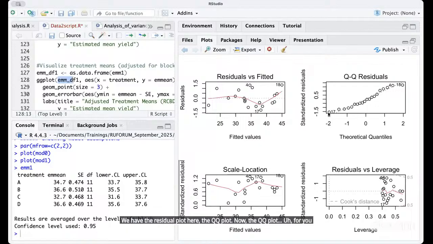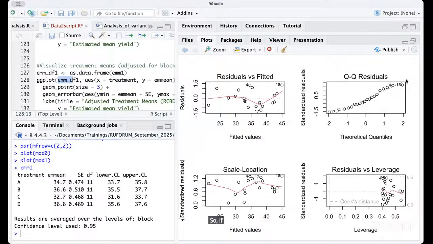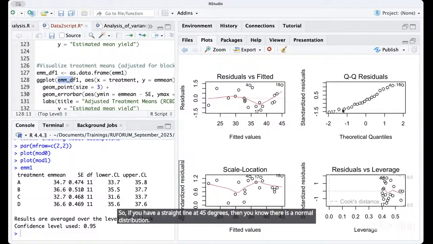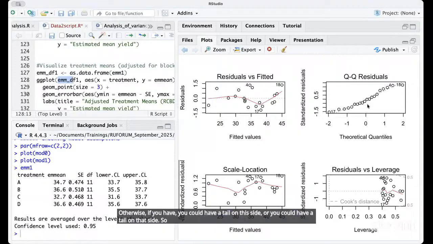for a normal distribution, the QQ plot needs to be at 45 degrees from here. So if you have a straight line at 45 degrees, then you know there's a normal distribution. Otherwise, you could have a tail on this side, or you could have a tail on that side. So for this data set, this is fairly normally distributed.